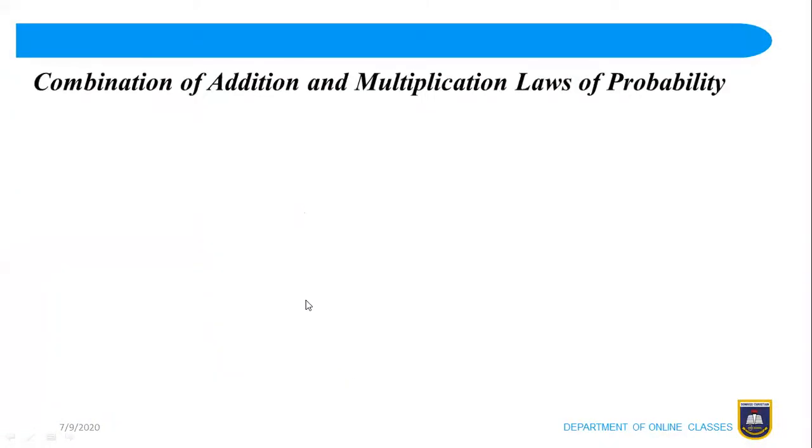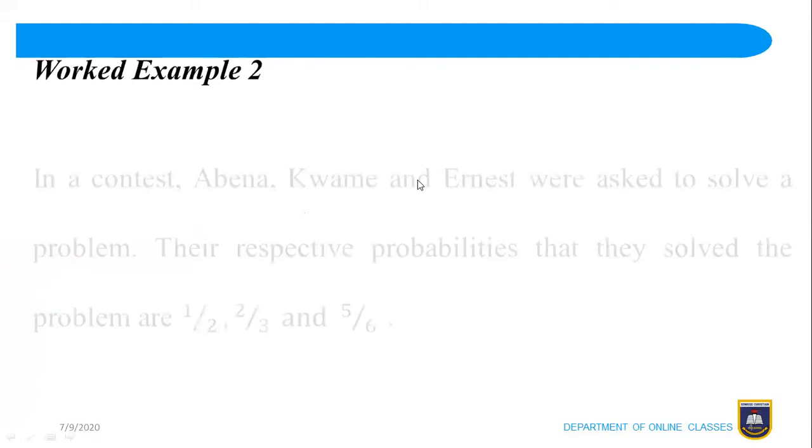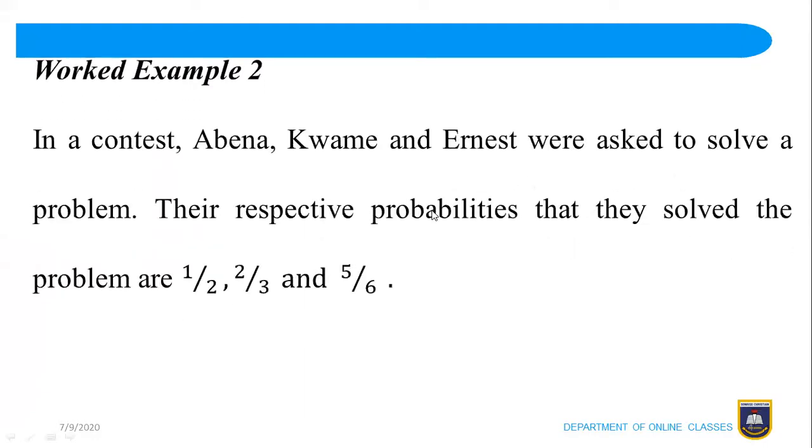The last time we solved questions on the addition and multiplication laws, I want us to go through the second example there again. We have this question. In a contest, Abina, Kwame, and Ernest were all asked to solve a particular problem. And the probabilities that they were able to solve the problem are 1 over 2, 2 on 3, and then 5 on 6.